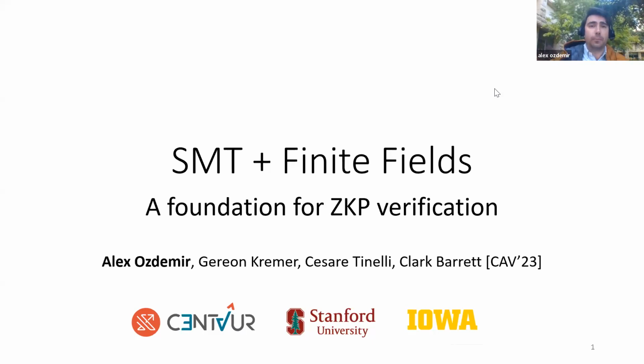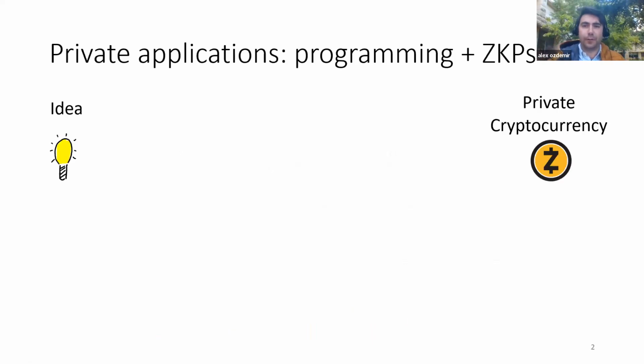And so what I want to start by is discussing in slightly more detail what the pipeline is that we're imagining and why that pipeline needs verification. The pipeline that we're imagining here is the classic pipeline for using a zero knowledge proof, which is that you've got some high level idea for a private application. You want to turn that into an actual private application. Perhaps you're building a private cryptocurrency.